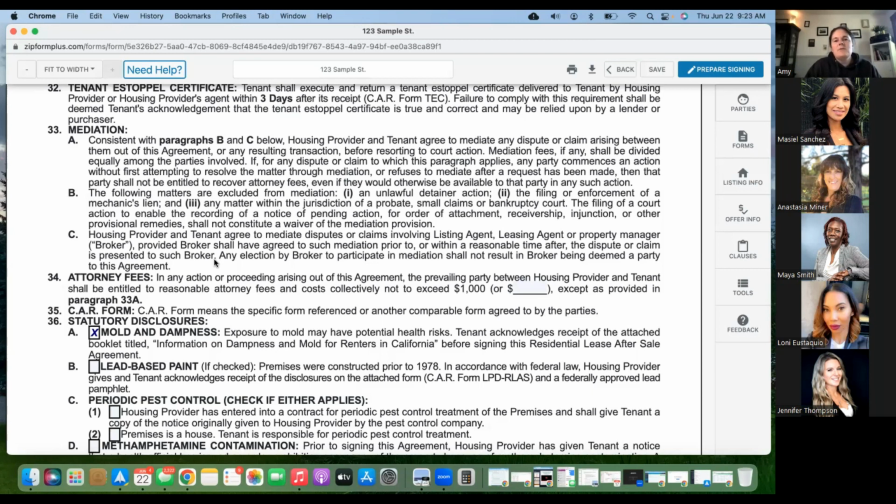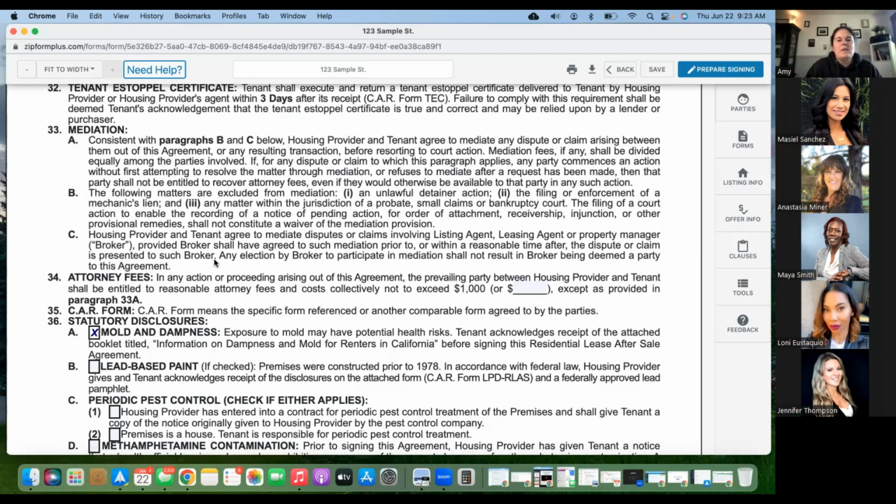If for any dispute or claim for which this paragraph applies, any party commences an action without first attempting to resolve the matter through mediation or refuses to mediate after a request has been made, then that party shall not be entitled to recover any attorney fees, even if they would otherwise be available to that party in any such action.